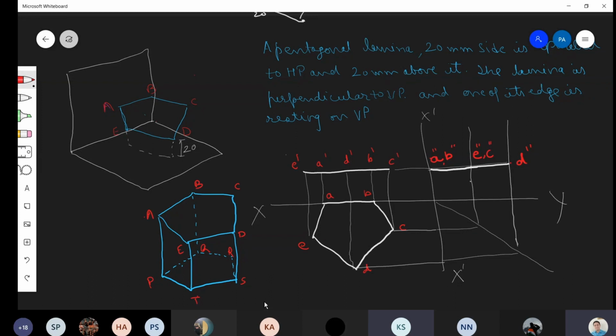Correct. Top view pentagon will remain the same. All of you have understood this. If I replace the lamina by the prism, top view will remain the same. What will you see in the front view? Okay. What will you see in the front view? A rectangle. Correct. All of you will see a rectangle in the front view.